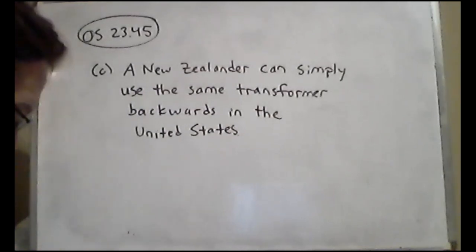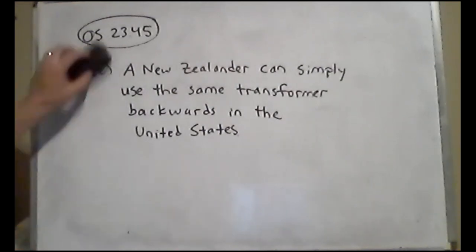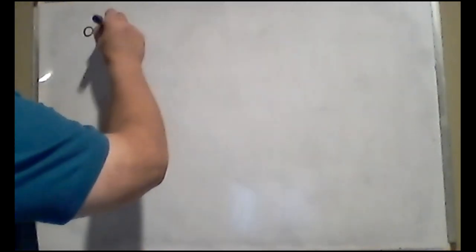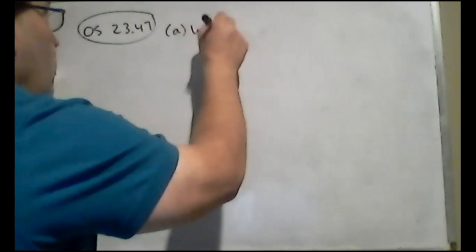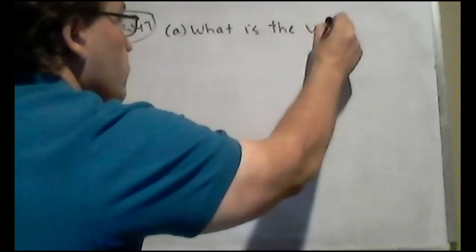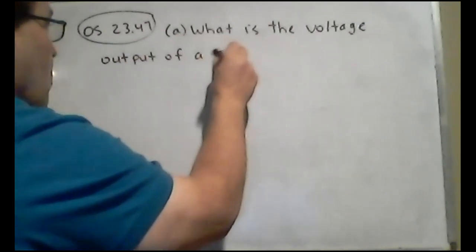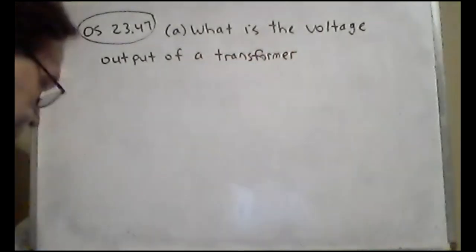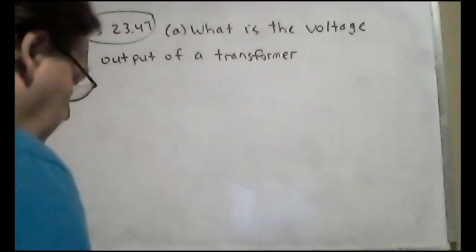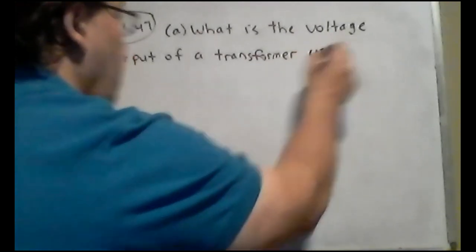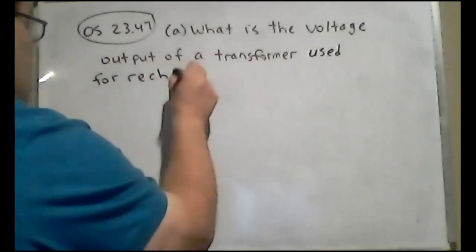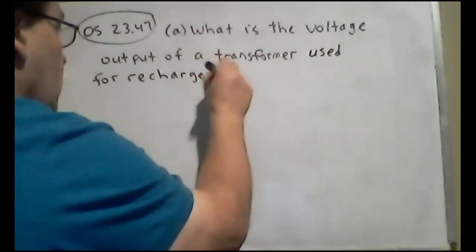Okay, let's look at OpenStax's 23.47. Okay, that says A, what is the voltage output of a transformer used for rechargeable flashlight batteries.